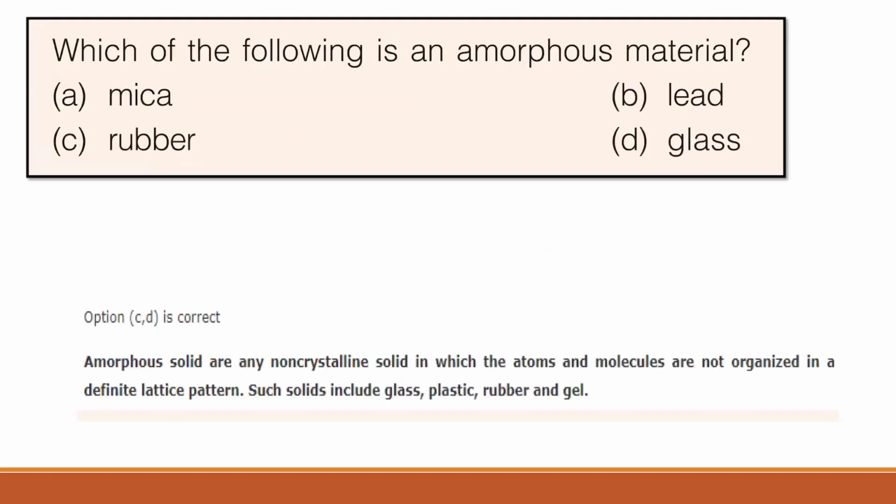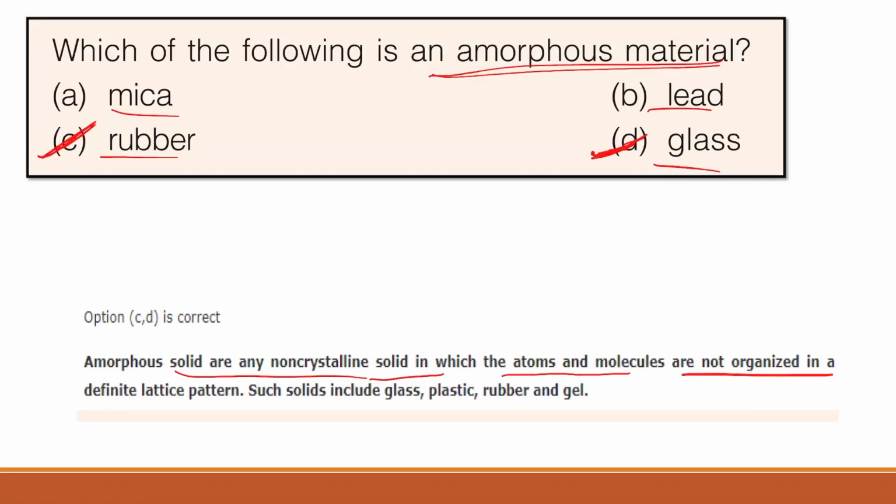Next question. Which of the following is an amorphous material? Guys, the options are mica, lead, rubber, glass. The correct answer is C, rubber as well as glass, right? Amorphous solids are any non-crystalline solid in which atoms and molecules are not organized in a definite pattern, right? Such solids are glass, plastic, rubber, gel. So the atoms are not in order, so it is for rubber and glass, right?